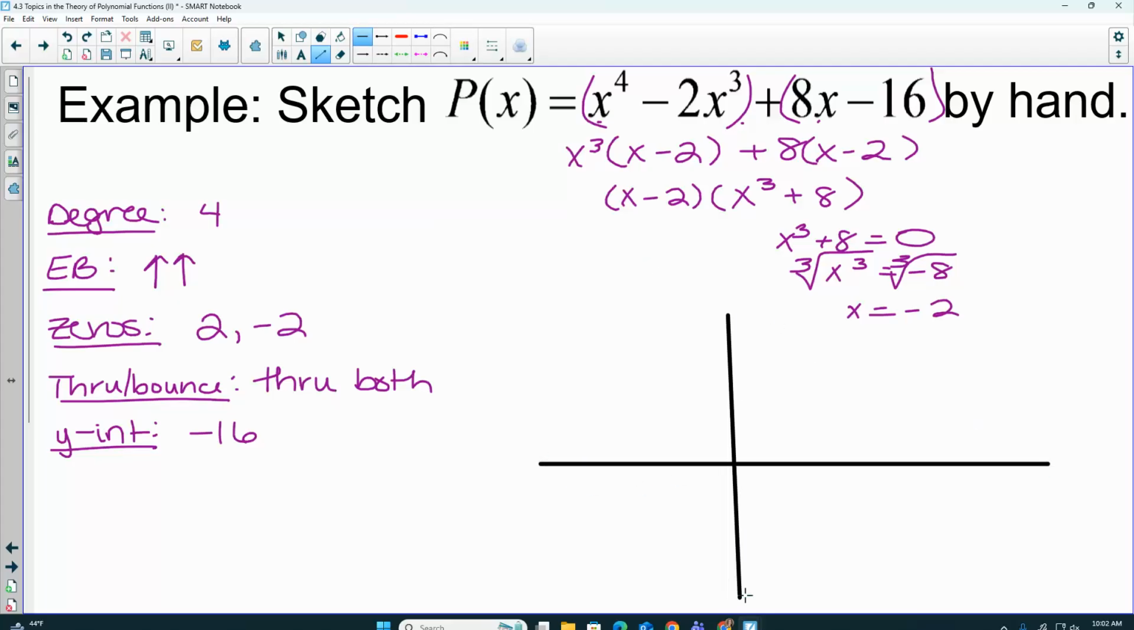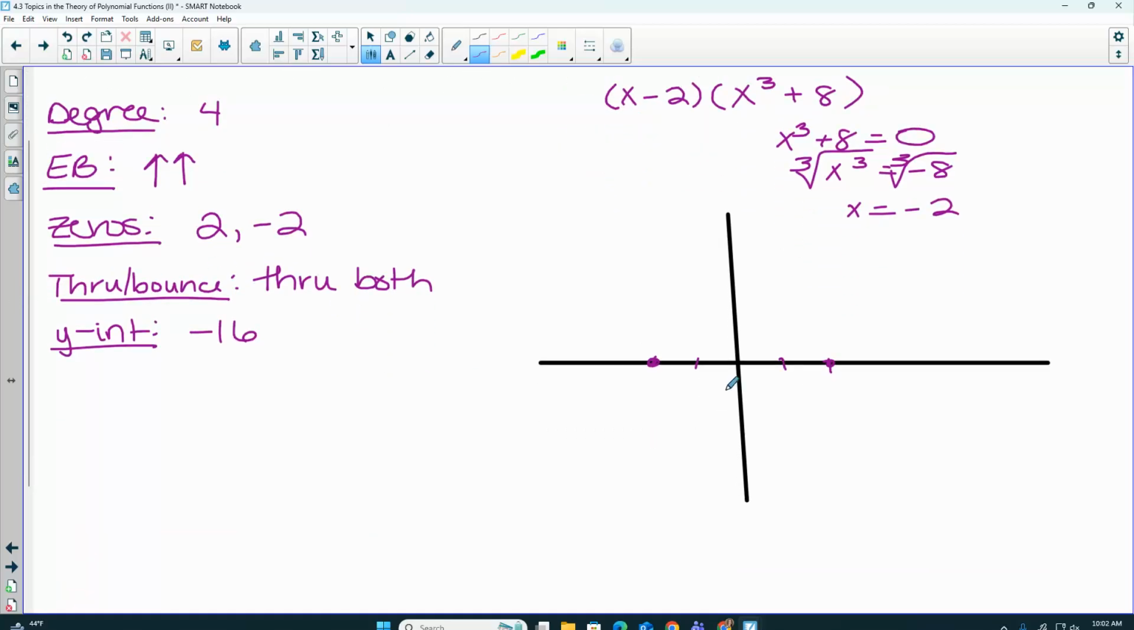We're going to draw our graph, plot our x and y intercepts. So I hit the x-axis at positive and negative 2. My y-axis at negative 16. Sometimes you're going to get a really big y-intercept. You don't have to count by ones. I'm just going to count by 4s.